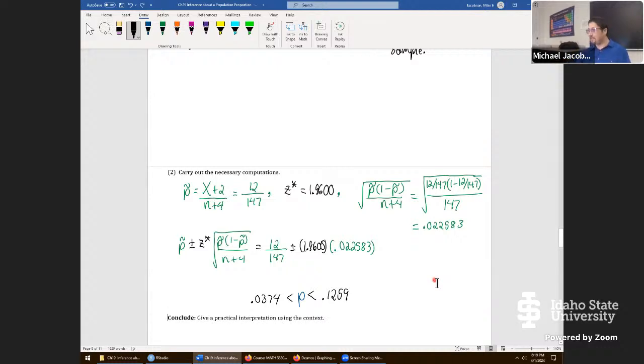Well, we did it, folks. That's our second confidence interval for the day. Any questions at all getting to that stage?